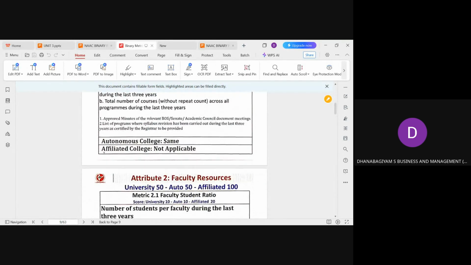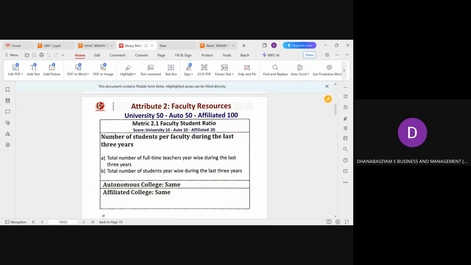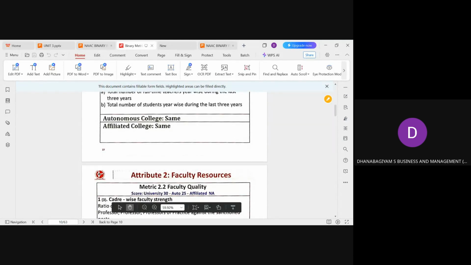Okay, hopefully I think that's clear. Now let us move on with attribute 2, that is faculty resources. So here in attribute 2, when you talk about faculty resources, as of now we are seeing only the input. It talks about how many attributes. Can anybody type what are all the attributes we have seen under input? Please, can anybody type what are all the attributes we have seen?